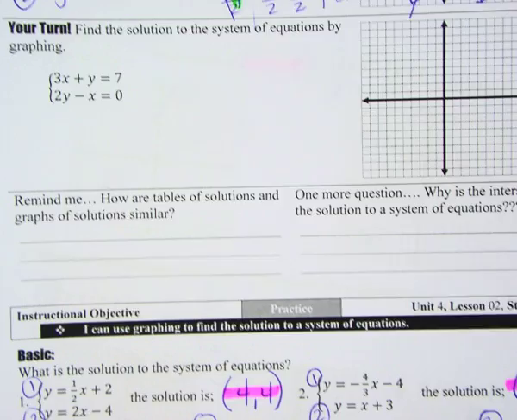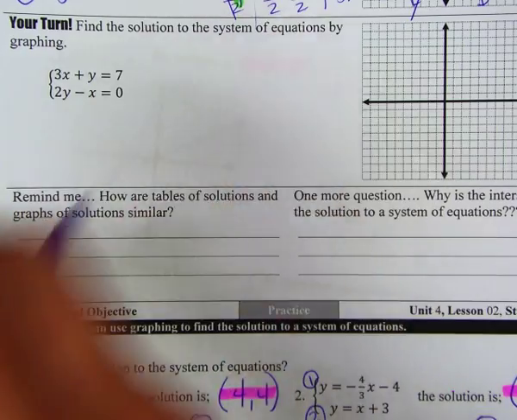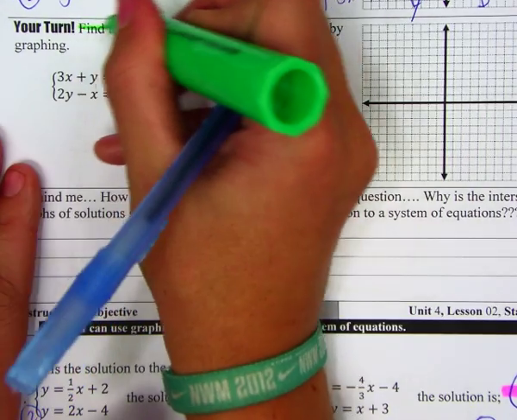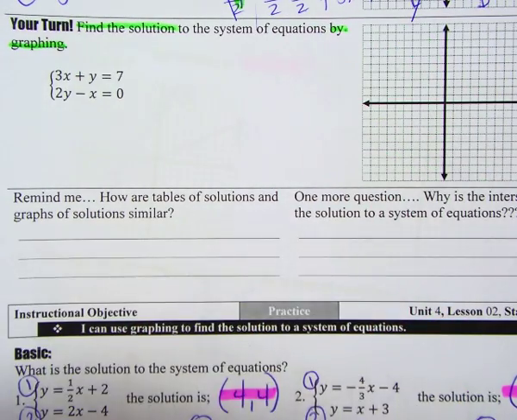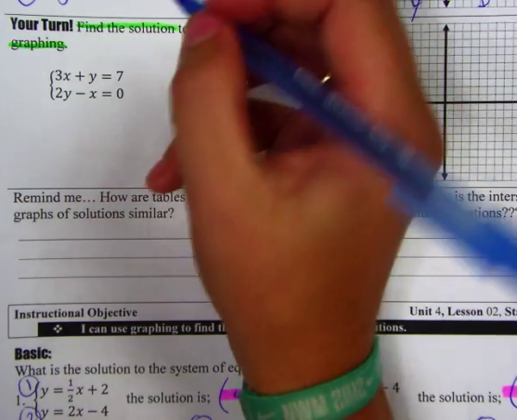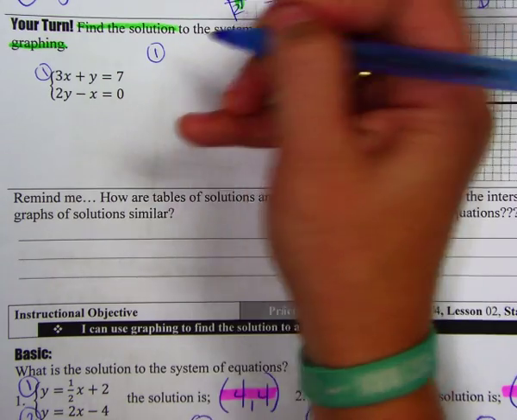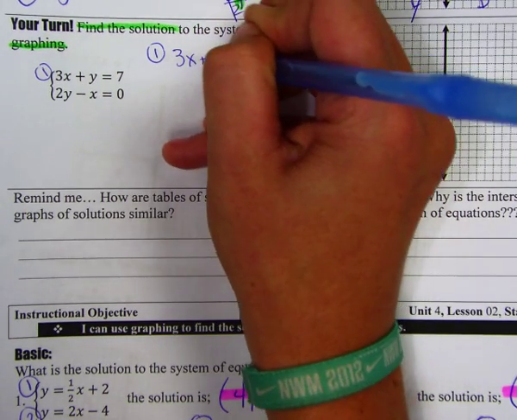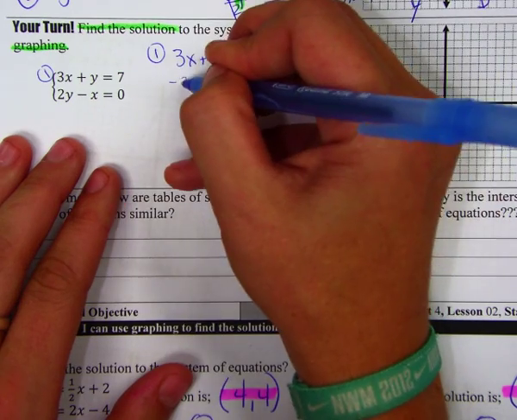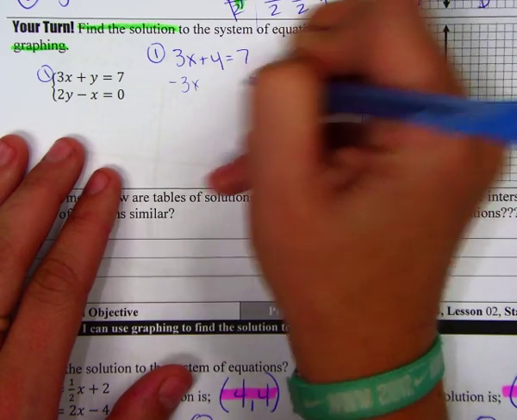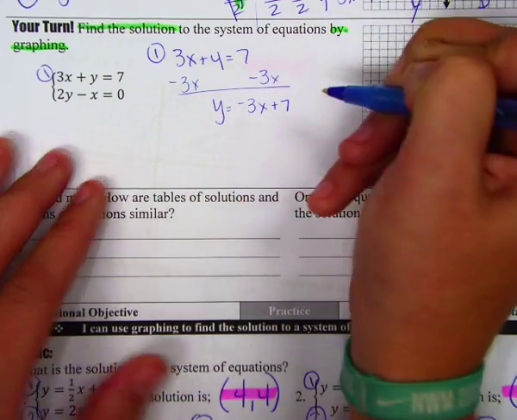Moving on, I'll do the U-turn one. Find the solution to the system. So we're finding the solution by graphing. Okay, so equation 1 is not in slope-intercept form, so we'll rewrite it. 3x plus y equals 7. First, subtract 3x from both sides because I need to move the constant. Y equals negative 3x plus 7.